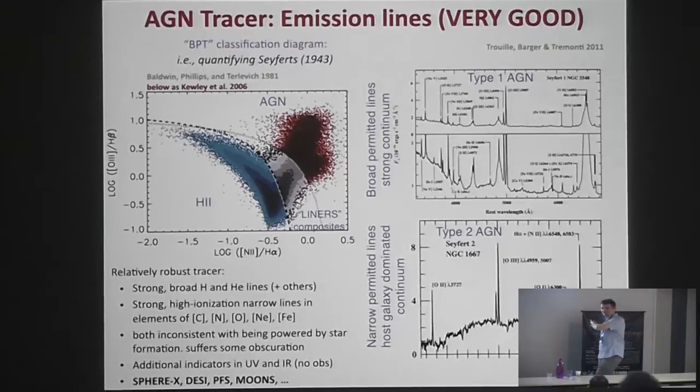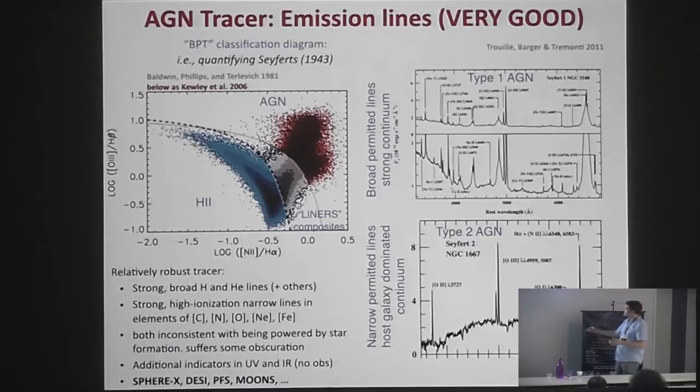Yes? The BPT diagram is useful even for highly obscured galaxies? So at some point, you start obscuring all of the lines. If you have something which is almost optically thick, you don't have any pathways to get out, then you miss those lines. And so it suffers about the same as the X-ray in terms of not being so sensitive to the very, very obscured objects.